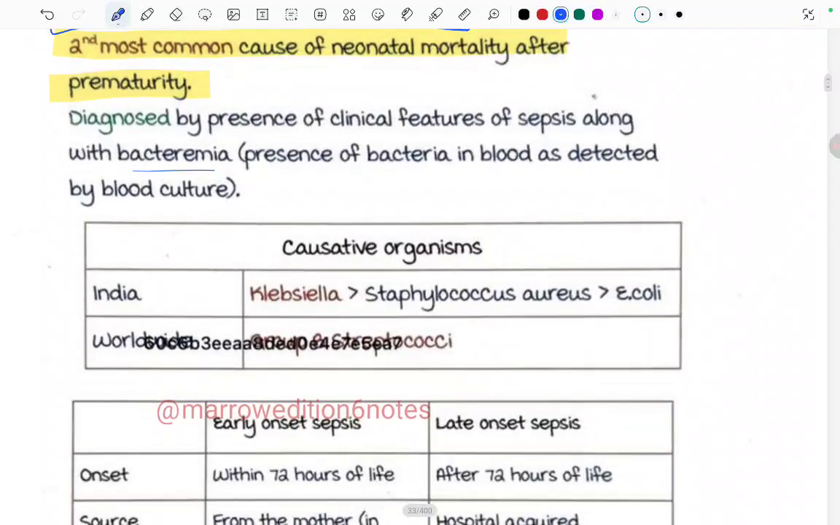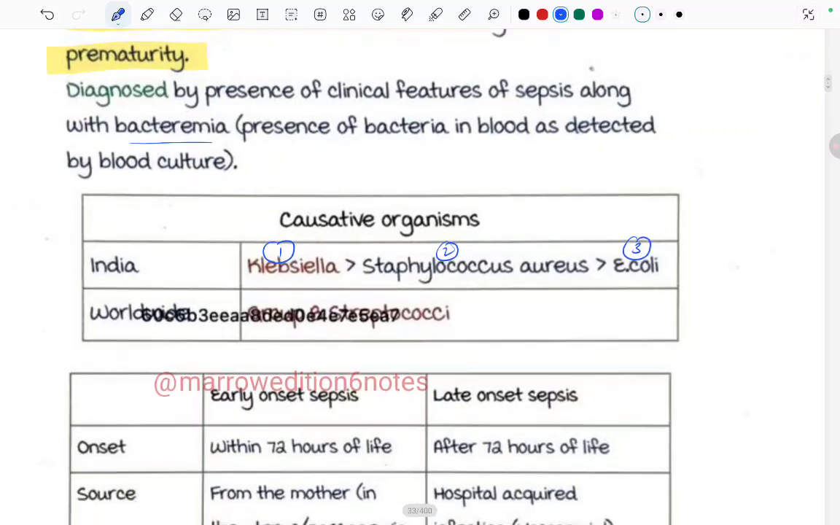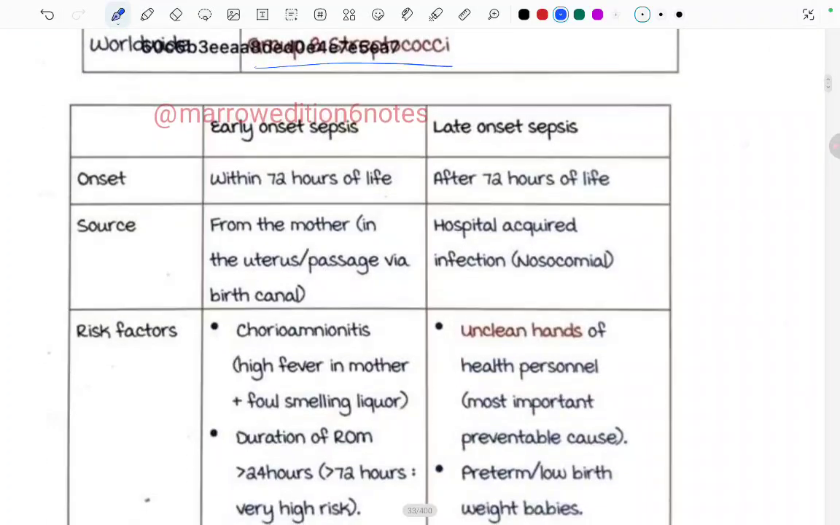In India, most common causative organism is the Klebsiella, then Staphylococcus aureus, and then E. coli. But worldwide, it is group B Streptococci. Okay. But in India, what is the most common organism causing sepsis? It is Klebsiella, then Staphylococcus aureus, and then E. coli. There are two kinds of sepsis.